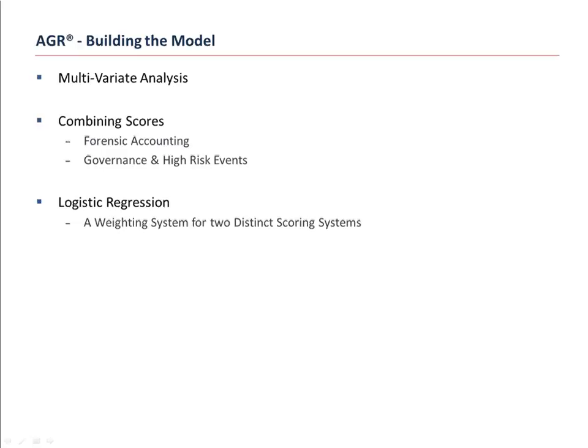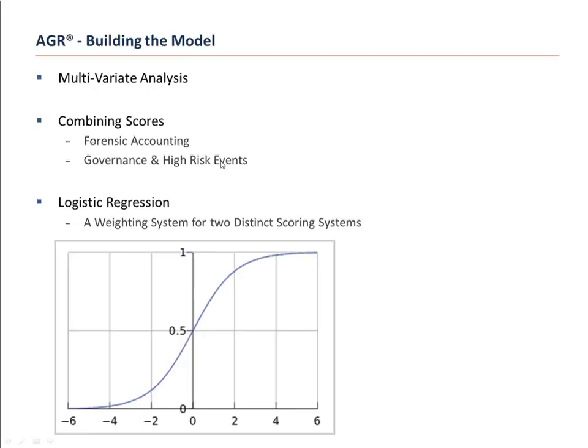With the univariate analysis completed, we then turned to a multivariate step to complete the AGR model. First, we combined the 100 metric operations into one of 2 groups, either forensic accounting or forensic governance and high-risk events. Finally, we applied a logistic regression on these rolled-up scores to apply a proper weighting on the accounting and governance factors. The result is a score transformed into a sigmoid, or an S-shaped function. The companies that fall on the upper right-hand side have the highest likelihood of fraud, and the companies that fall on the lower left-hand side have the lowest risk of fraud.